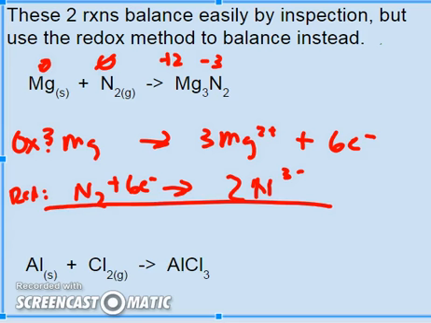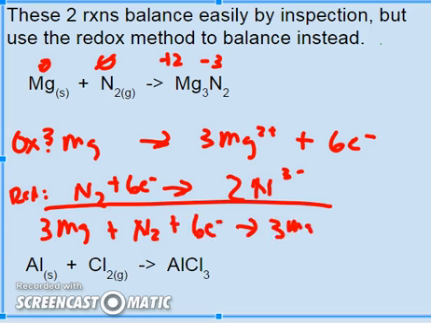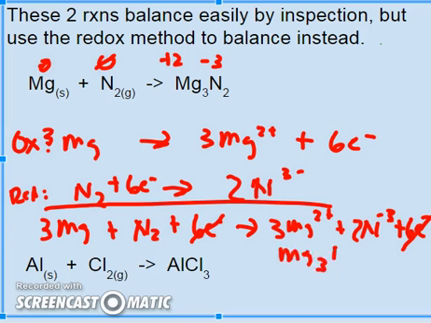And now I can go ahead and add this up, and I've got 3 Mg plus N2 plus 6 electrons yields 3 Mg ions plus the 2 nitrogen ions plus 6 electrons. So then my electrons cancel out, and I can see that this actually is forming the compound Mg3N2, and my equation is now balanced. And again, that would have been a pretty easy one to balance by inspection, but we're going to start out with easy ones so you can see what you're doing.